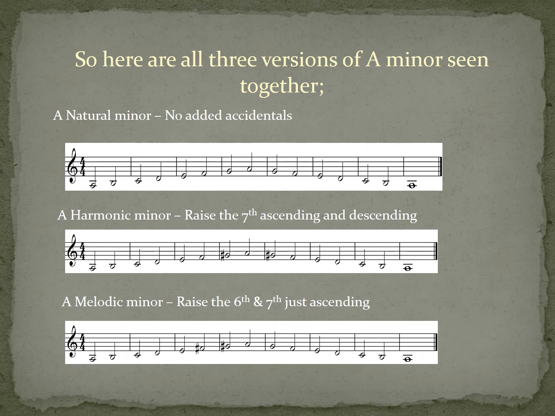The third example, a melodic minor, again exactly the same as the other 2, A to A and back again, same key signature as the relative major, C major, no sharps or flats, but this time we have to raise the 6th and 7th just ascending. So in this case you can see the F sharp and the G sharp in the ascending part of the scale, and then just the G natural and F natural when it's coming down again.